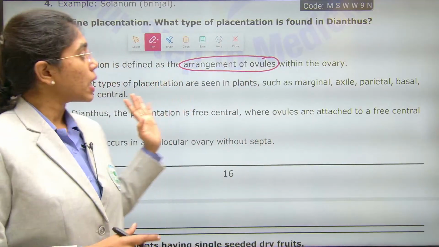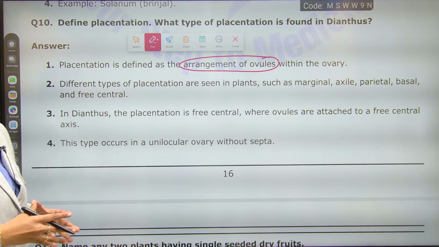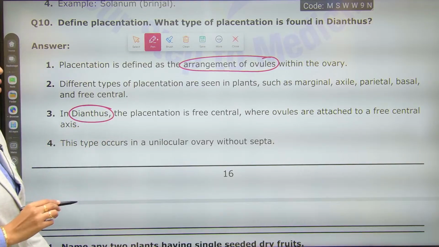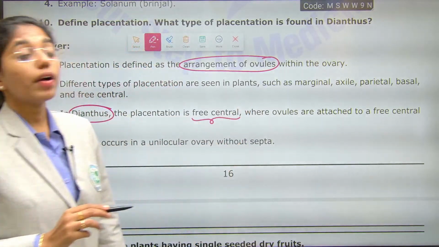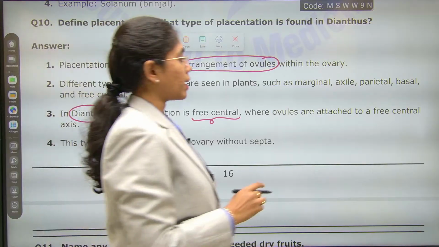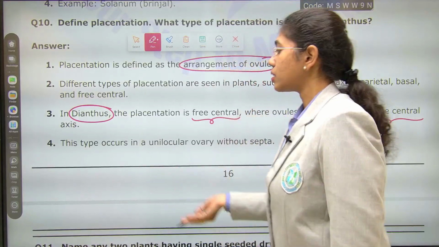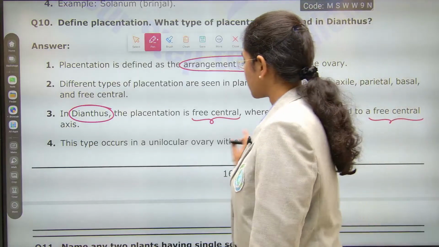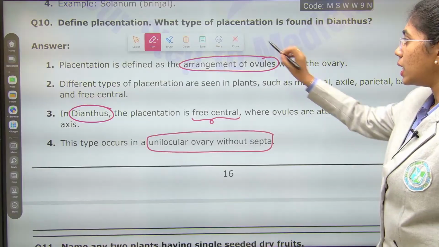Remember that. Here, different types of placentation are seen in all the types we have discussed just now. In Dianthus, the placentation is free central, where ovules are attached to the free central axis. Example is Dianthus. This type occurs in a unilocular ovary without any septum.